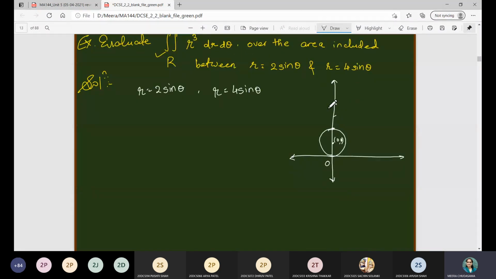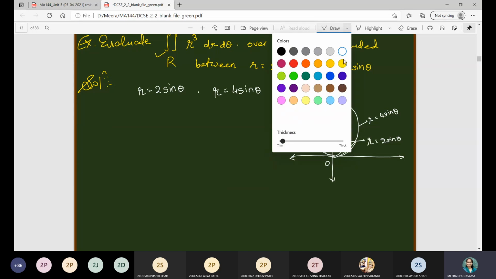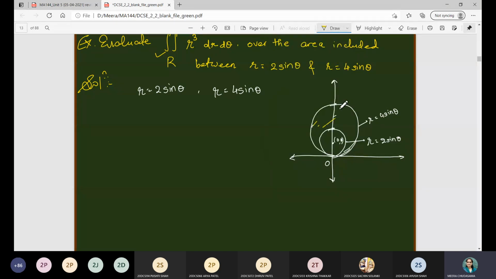See to it. So here this is the scale 4. This is the second circle we'll have, which is r is equal to 4 sine theta, and this one is r is equal to 2 sine theta. So we are asked to find the integration answer over the area included between these two. Means the given region, if you consider, is this shaded portion. So we have to find the area over this region between two circles.